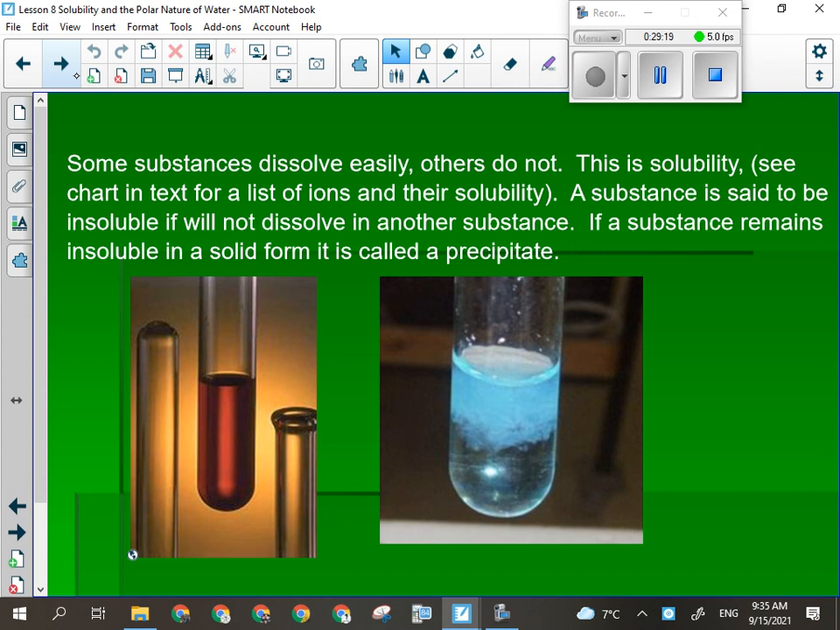This one here would be what we would call a heterogeneous mixture, because it has more than one visible part. Something here is not dissolving entirely or may not dissolve at all. We often refer to that as a precipitate, because typically a solid that forms will fall to the bottom like snow. So it precipitates out of the solution. It falls out of solution like precipitation falls out of the sky. If a substance is insoluble or remains insoluble in a solid form, we call it a precipitate.